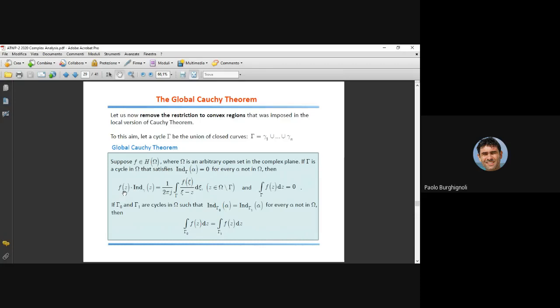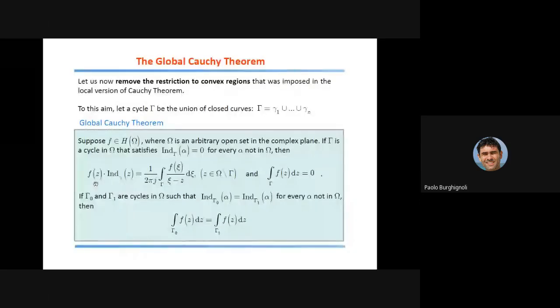So let me enlarge: the function f of z times the index of the point z with respect to gamma, which should be now capital Gamma. This is a typo. This is equal to 1 over 2 pi j times the integral over gamma of f of xi divided by xi minus z, so the usual Cauchy integral formula. And furthermore, the integral around the cycle of the function f is equal to 0.